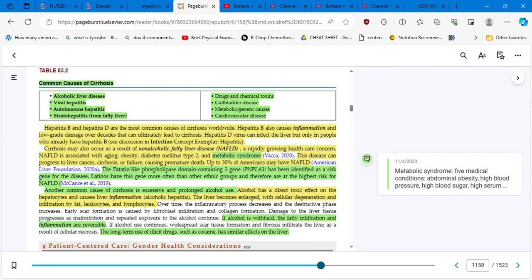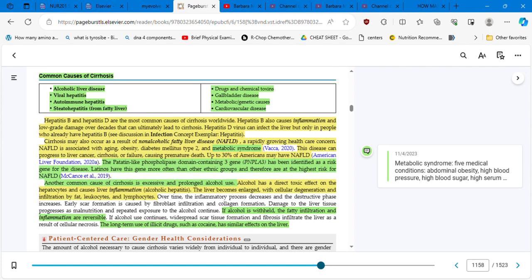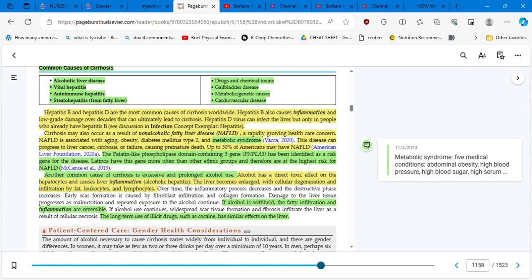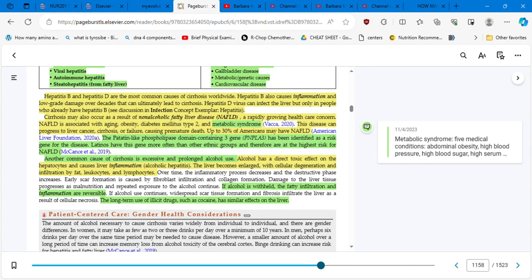Common causes of cirrhosis: alcoholic liver disease, viral hepatitis, autoimmune hepatitis, steatohepatitis from fatty liver, drugs, chemical toxins, gallbladder disease, metabolic genetic causes, cardiovascular disease. Maybe it's time right now to speak about the metabolic syndrome.